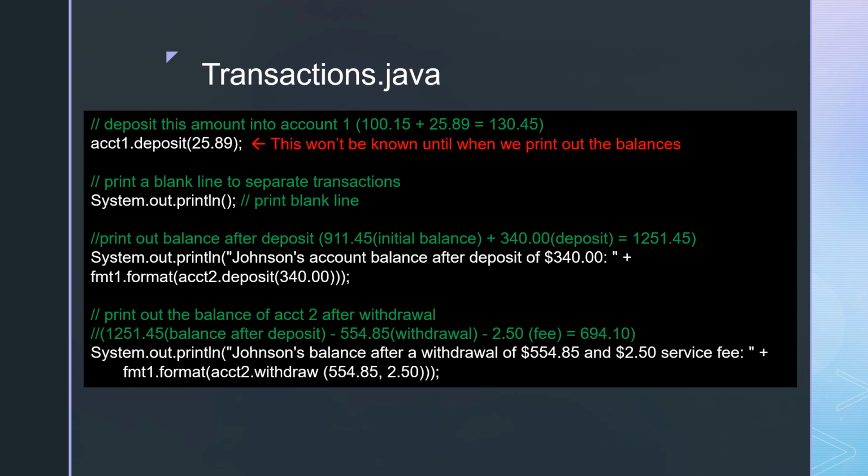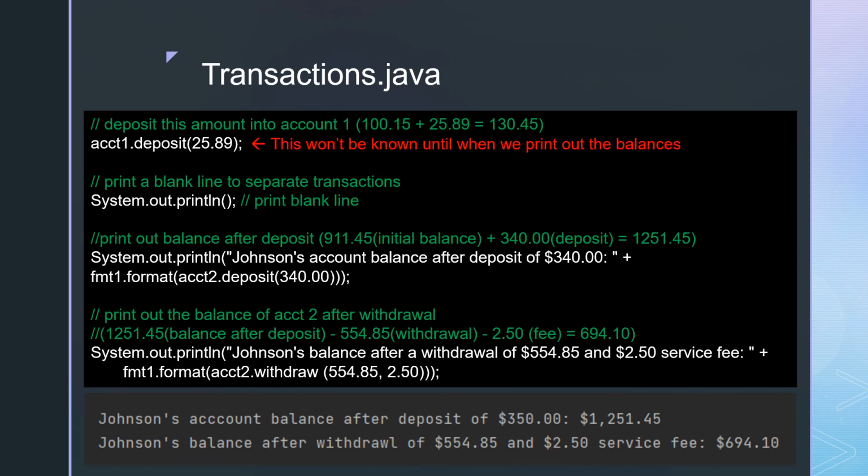2.50))). The return value will be the new balance after the deposit, which is $1,251.45. Because remember that Java performs operations in order, so it's already made the deposit operation, then minus the amount for the withdrawal of $554.85, and minus the $2.50 fee. So the new value that is stored for balance will be $694.10. And the print line statement invokes the return, and the new balance will be displayed. This is what the output of these statements will be.